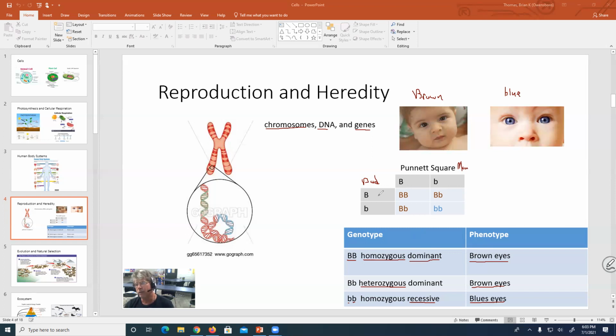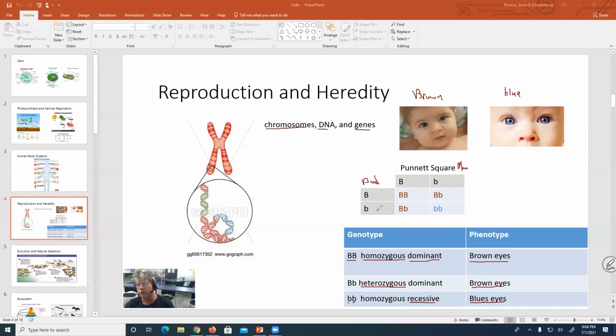Now, dad could pass on big B and mom could pass on little b. So, in other words, we have this big B, little b, which means this offspring, this baby, would also have brown eyes. But it has the ability to pass on brown and blue. Dad, on this other scenario, your dad could actually pass on the blue eye trait, the recessive trait, and mom could pass on the brown eye dominant trait, and they could have an offspring that is big B, little b, which again, this is a brown eyed baby.